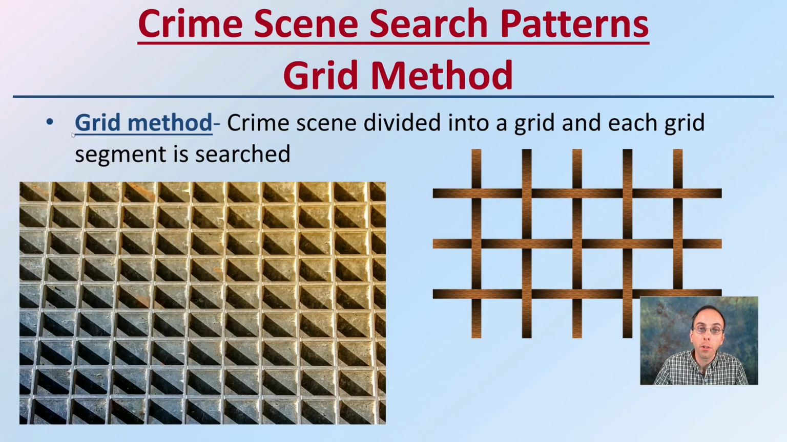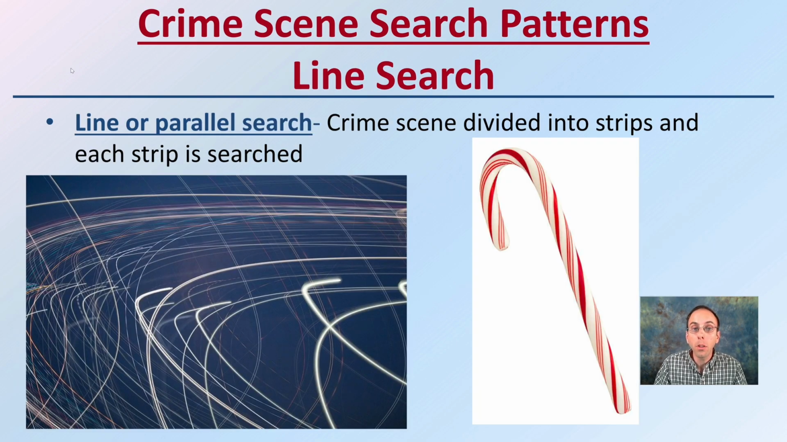Now, moving on from a spiral search, we also have a grid method. In the grid method, the scene is divided into a grid, and each grid square is searched, just as the name implies. You have this very boxy-like look, and you're searching and focusing on those different boxes within that overall grid. Then we get to a line search, where the crime scene is divided into strips, and each strip is searched. Again, this could be based on limiting factors, but this is just another search pattern that can be used, a line or parallel search.